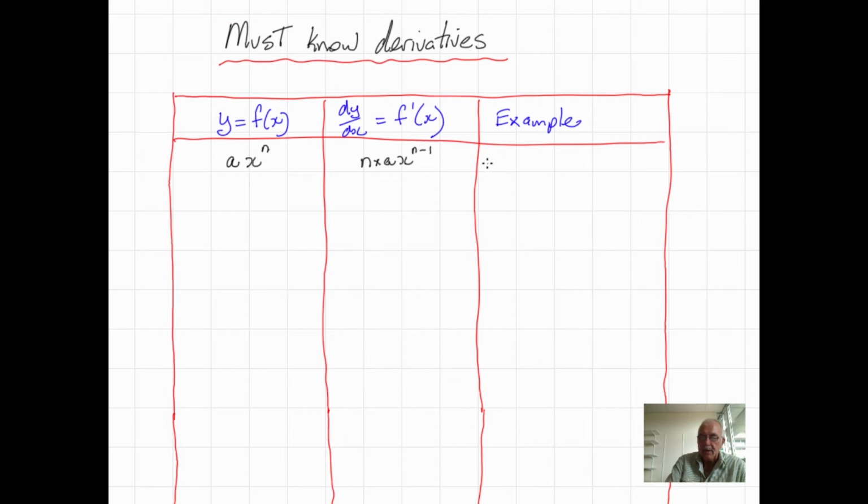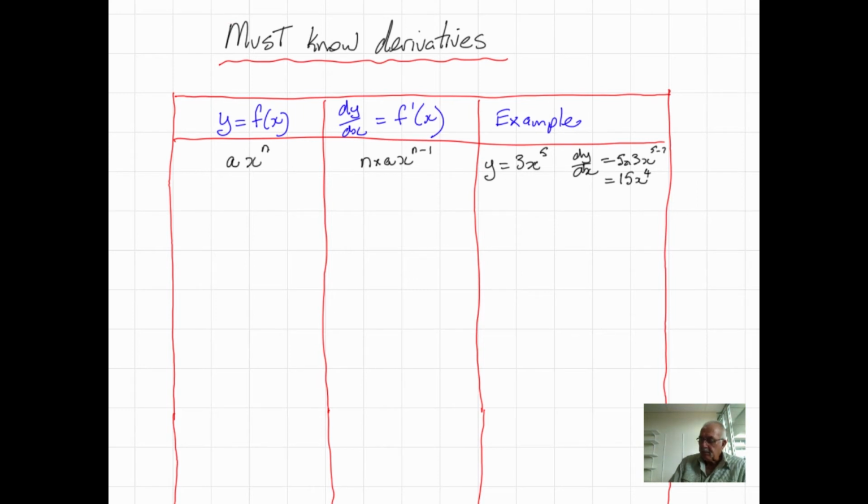As an example, if y equals 3x to the 5, then dy/dx is equal to, using our rule, whatever the power is comes to the front, so it'll be 5 times 3 x, and you take one off the power, so 5 minus 1. Now most of you won't write that, you'll just go straight to the answer: 5 times 3 is 15, x to the 5 minus 1 is 4. Alright, so that's how to do that one.